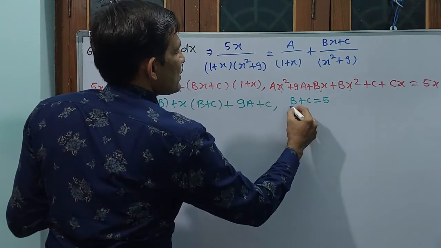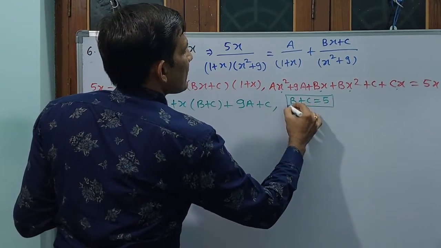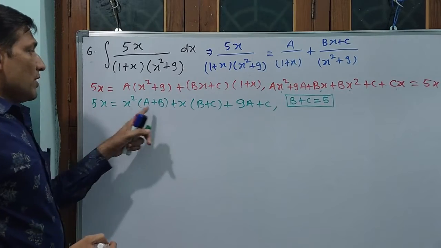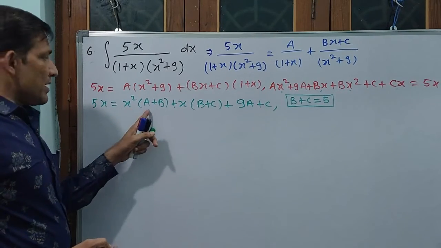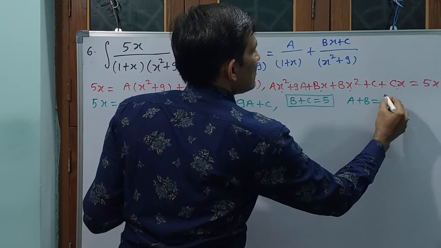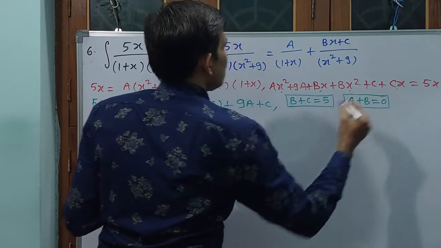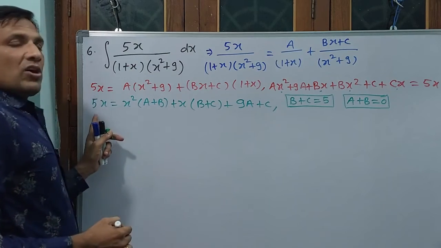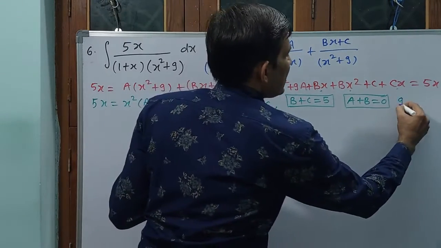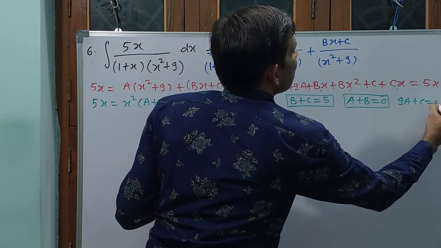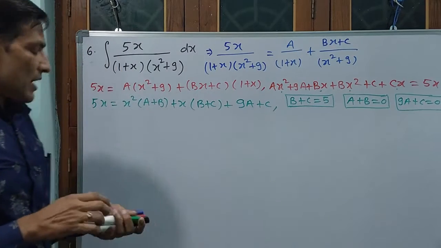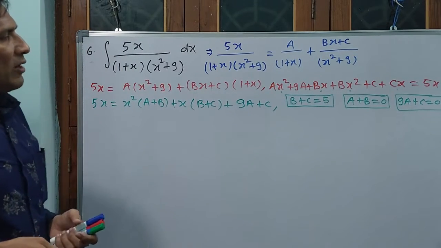This is one equation. But the x square term is not there, which means a plus b is equal to 0. This is also one equation. And the constant is not there either, which means 9a plus c is equal to 0. Write it down. Okay, total 3 equations are available. Solve one by one.